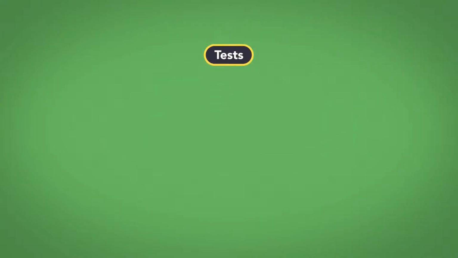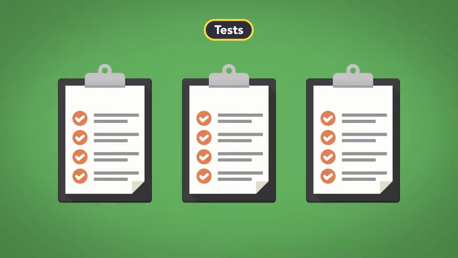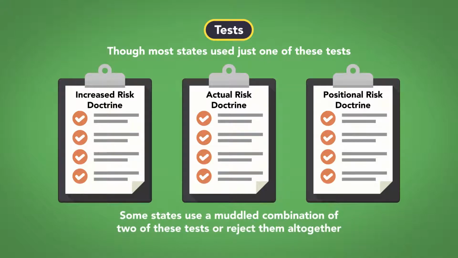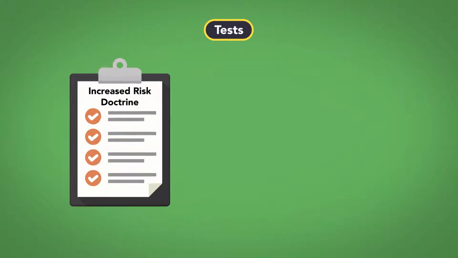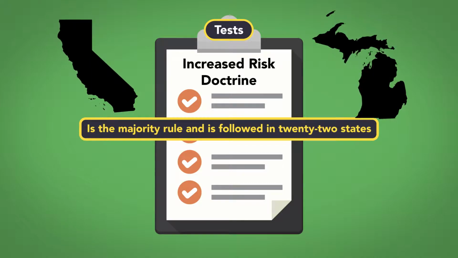Tests. Various tests have developed to simplify the determination of whether an injury arose out of the employment. These tests include the Increased Risk Doctrine, the Actual Risk Doctrine, and the Positional Risk Doctrine. Though most states use just one of these tests, some states use a muddled combination of two of these tests or reject them altogether. The Increased Risk Doctrine is the majority rule, followed in 22 states, including California, Michigan, North Carolina, and Texas.